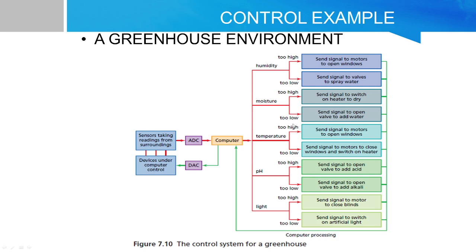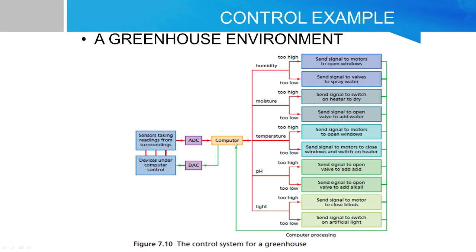So let's say, for example, here, moisture. There will be a moisture signal. If it is too high, then the computer will send a signal to switch on the heater to dry. Or if it is too low, it sends a signal to open the valve to add water.